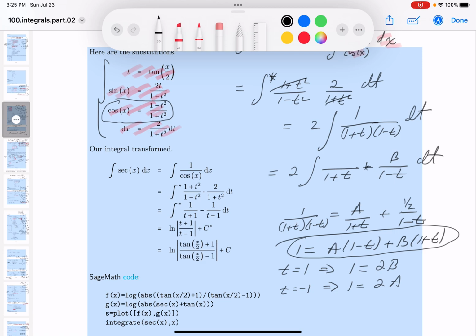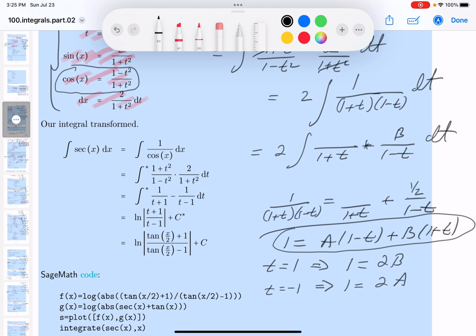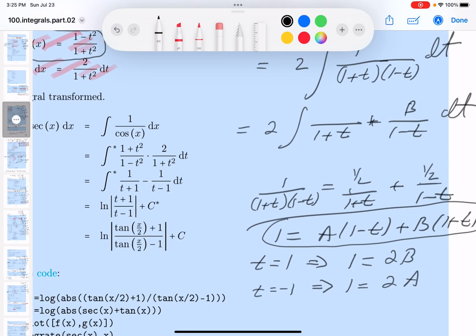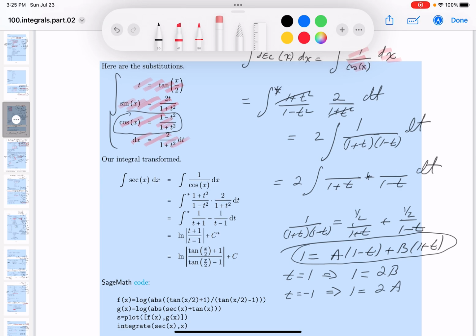I'm sorry, it's over here. I'm going to erase that too, by the way, but 1/2 over here. Shrink that down. And I'm going to erase this over here. Both of those are 1/2.